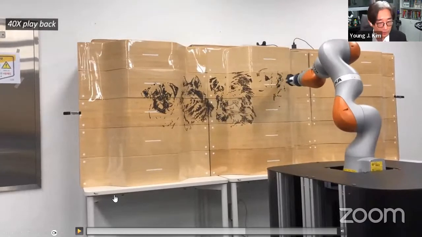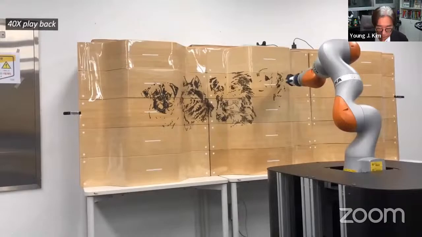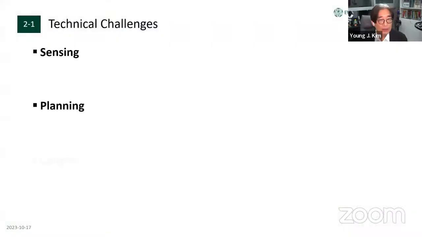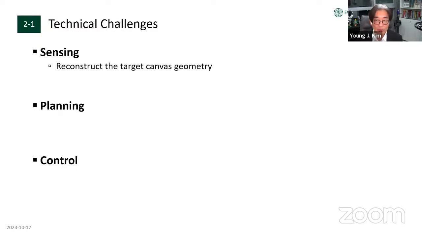I will stop here and then move on to the technical aspect of this work. To realize this kind of robotic drawing for large non-flat surfaces, we have to address typical robotic challenges, including sensing, planning, and control. For the sensing problem, first of all, we need to figure out what the target canvas geometry looks like. We need to reconstruct the target canvas geometry so that the robot arm can draw on the canvas.